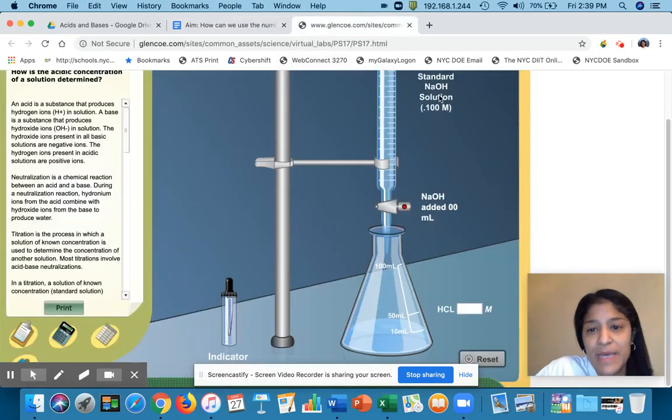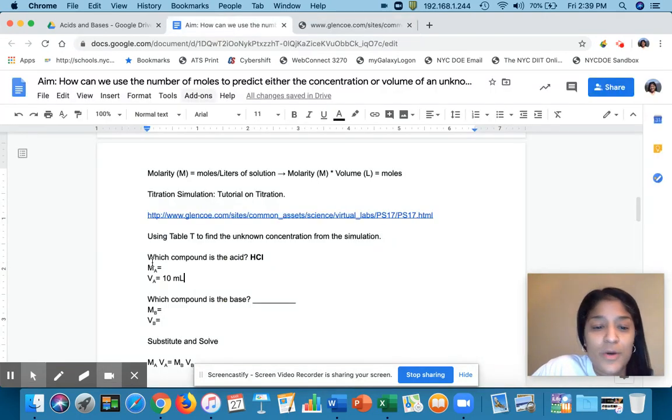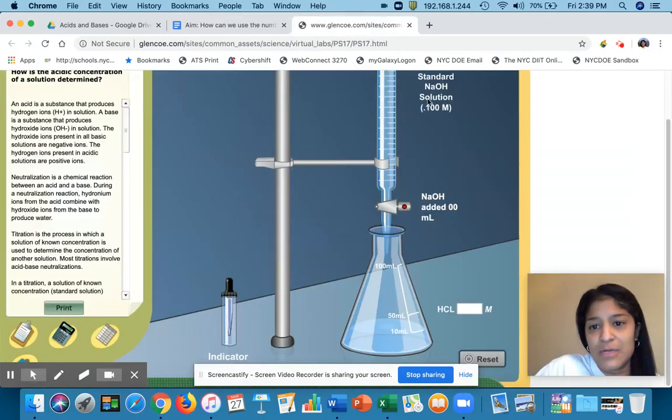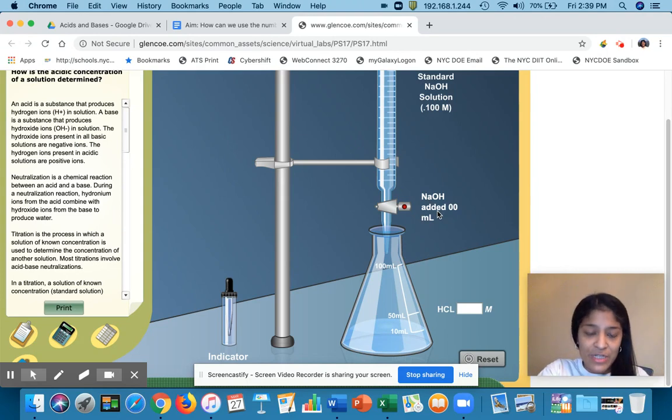When it comes to the base, NaOH is our base because it has a metal and it ends in OH, so it must be our base. So we're going to put our base here. And it tells us that the molarity of our base is 0.100 molar, what it says right here. And this we don't know yet, because we have to practice the titration.